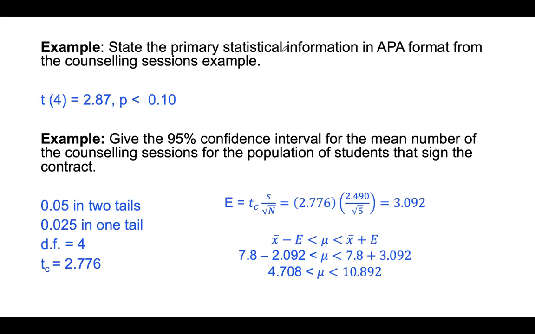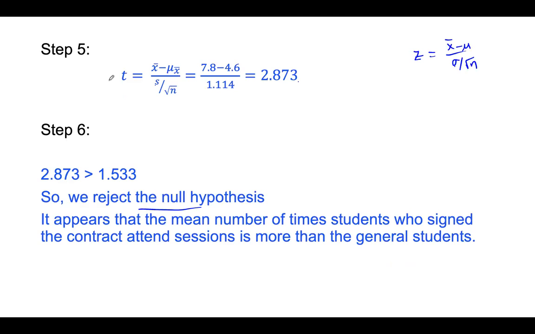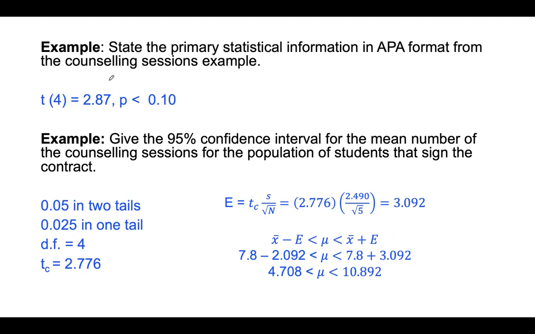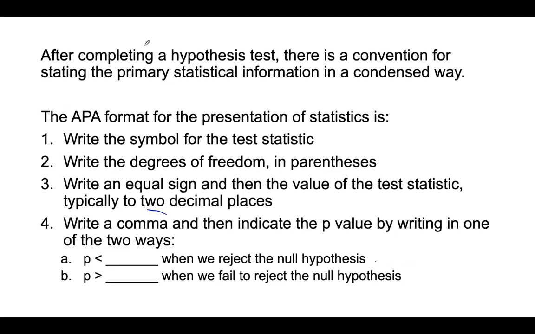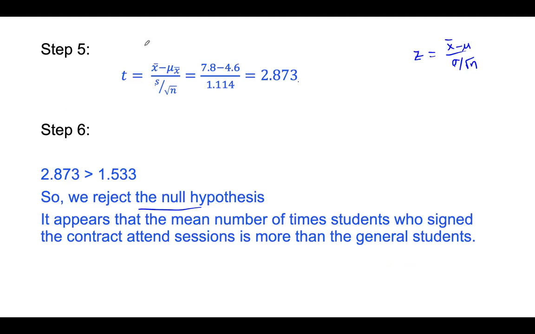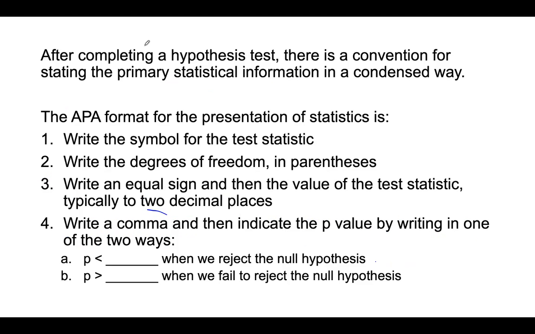So state the primary statistical information in APA format from the counseling sessions example that we just did. So we did a t-test, so we write the t. The degrees of freedom is 4. This was the test value that we obtained, 2.87, and we round it to 2 decimal places. Now we rejected the null hypothesis. So this is this part.